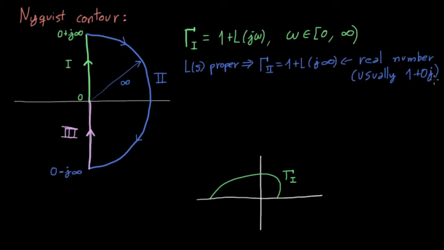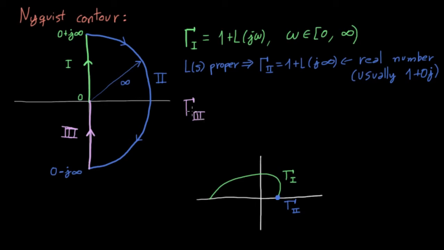In either case, you can easily check that that point is also the image of all the other points along the semicircle. In other words, the whole image of the second path is just one point in the real axis, and in most cases that point is -1, 0.